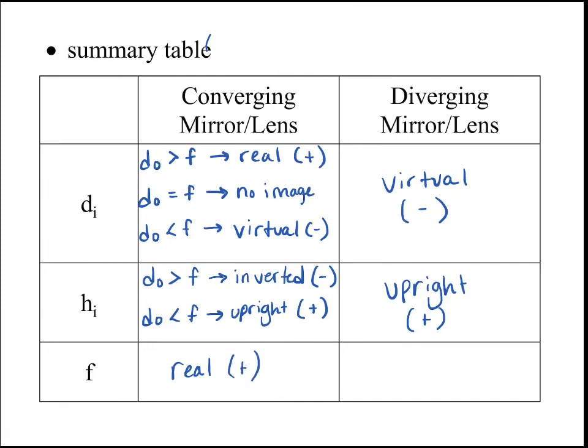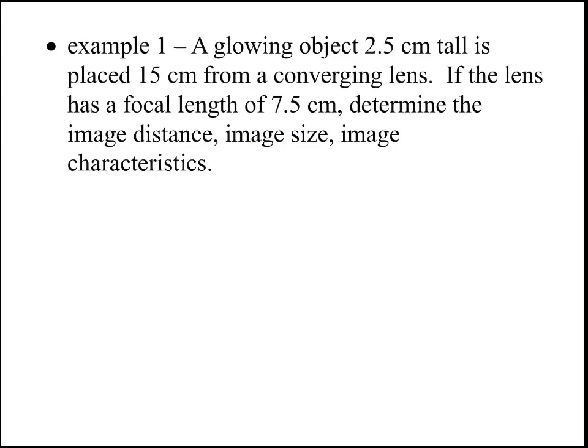If you ever have a diverging mirror or a diverging lens, that is a virtual focal point. It's going to be negative. And it is so, so important that you get these positives and negatives in the right place. If you don't, yeah, it can be tough for you.